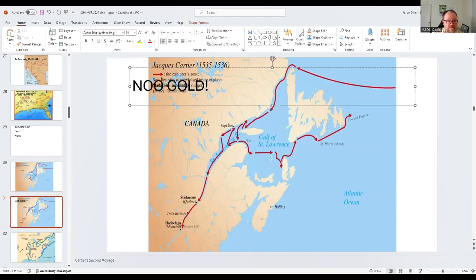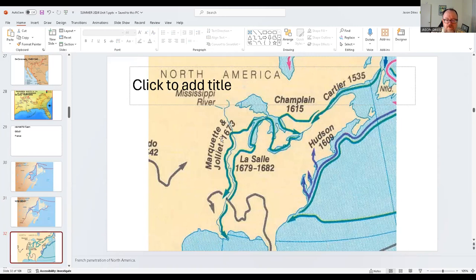No gold, sad face. And they'll never find any gold in what's called New France. Eventually, other French explorers will pick up where Cartier left off. You see Champlain in the Great Lakes, Marquette and Joliet, and then, of course, the greatest of the French explorers, La Salle. La Salle became the first European to traverse the entire Mississippi River from 1679 to 1682.